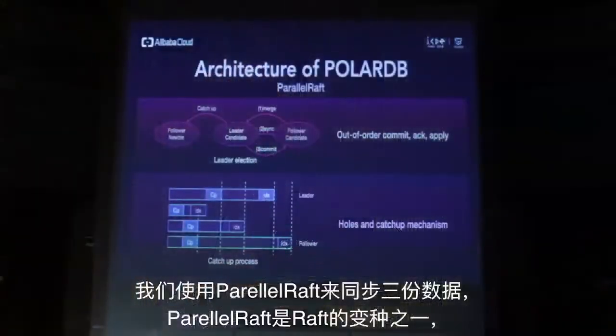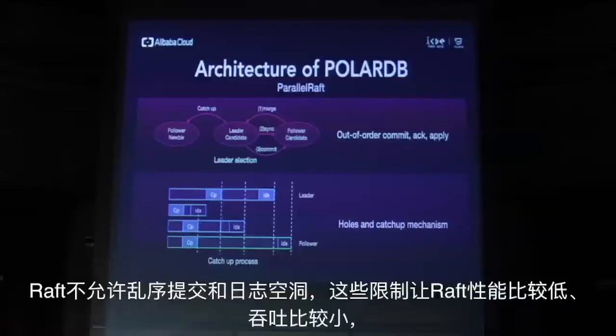We use P-Raft to sync 3 copies of data. P-Raft is a variant of the Raft. Raft doesn't permit out of order commit and holes. The restrictions make Raft slow and with low throughput.